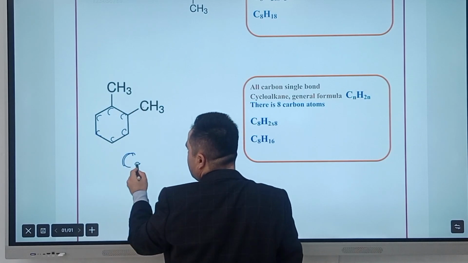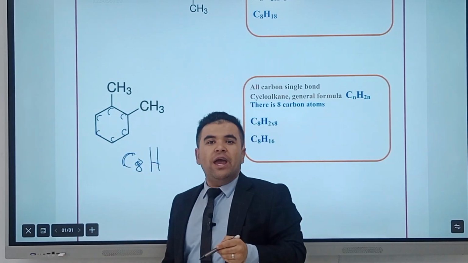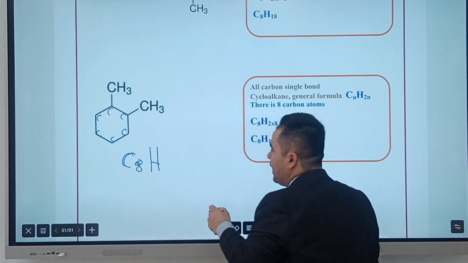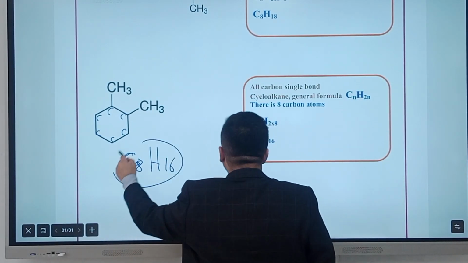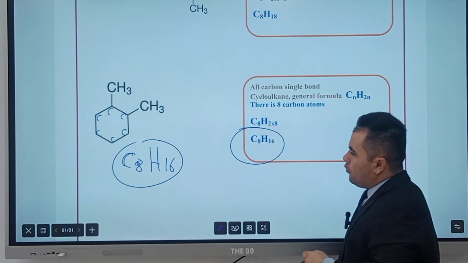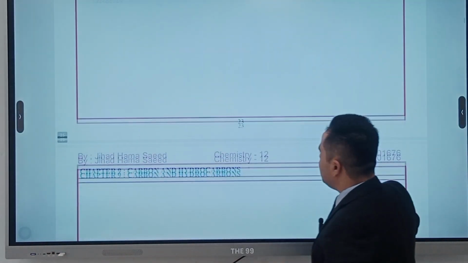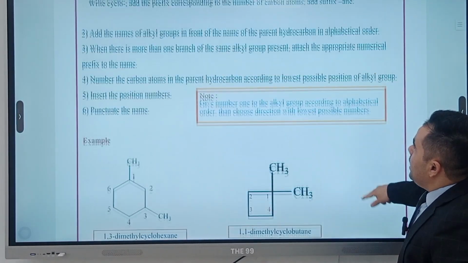C6, 7, 8. C8, H, it's 2N. 2 multiplied by 8 is 16. So you get C8H16 as the number of carbon and hydrogen, the molecular formula for that structure, guys.